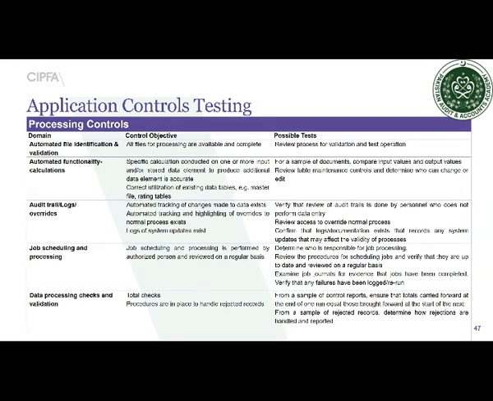Processing controls, automated file identification and validation. All files for processing are available and complete. A lot of times you will look at total numbers of what has been processed is similar to total numbers that are input. So if I'm running a payroll, I need to look at the total numbers that I know, but also total number of employees.